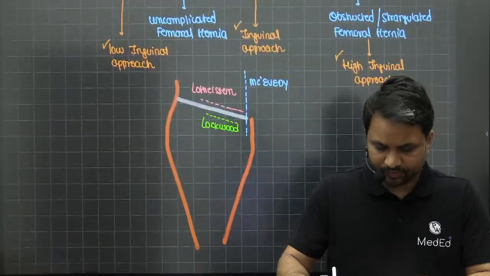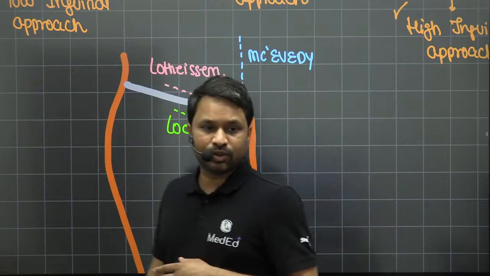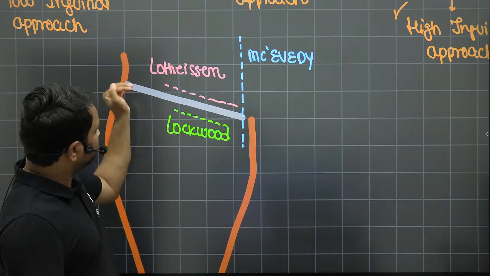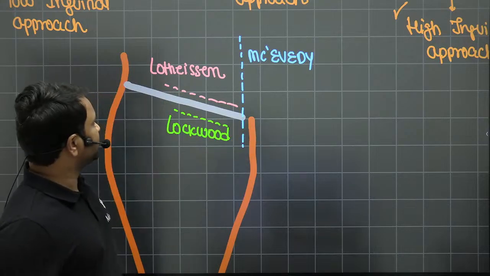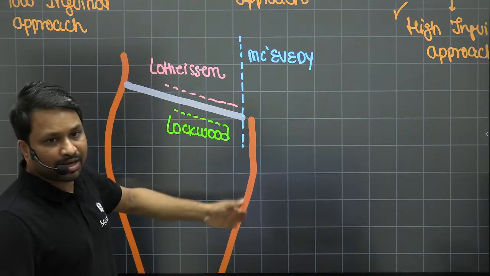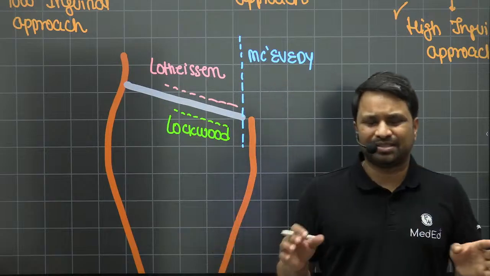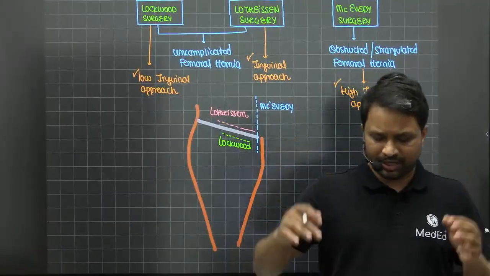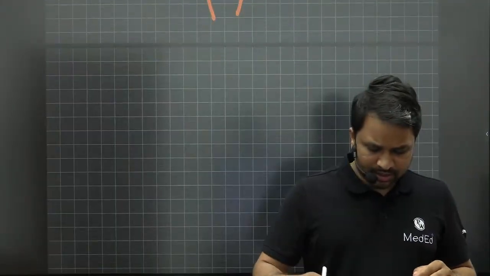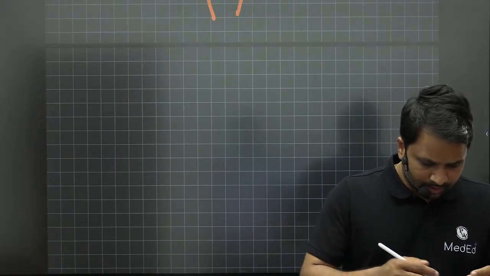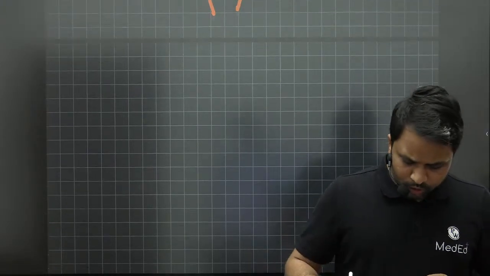Okay, so three incisions. If you are going below the inguinal ligament, that is low inguinal, it is Lockwood. If you are going along it, this is called Lotheissen. And if you go like a paramedian incision, this is your MedEd. Again, the repairs are quite simple. You are not really going to break your head over it. We'll try to understand each one of them as we talk about it, right? Now, we'll talk about the Lockwood approach first.